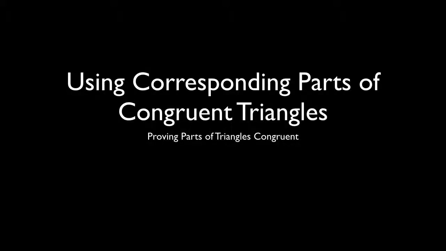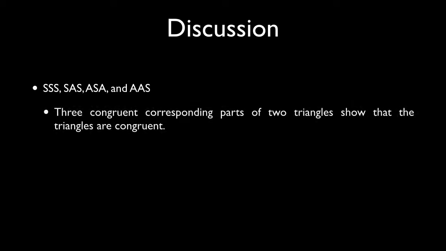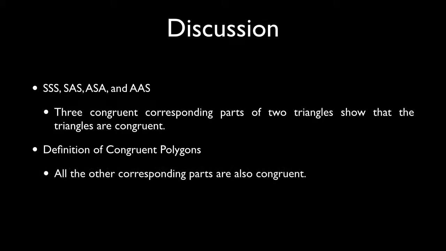Now that we know how to prove that triangles are congruent, we can move beyond. Before we do, let's have a brief review discussion. The side-side-side, side-angle-side, and angle-side-angle postulates and the angle-angle-side theorem all help us prove that two triangles are congruent by using three congruent corresponding parts. The definition of congruent polygons then says that all other corresponding parts are also congruent.